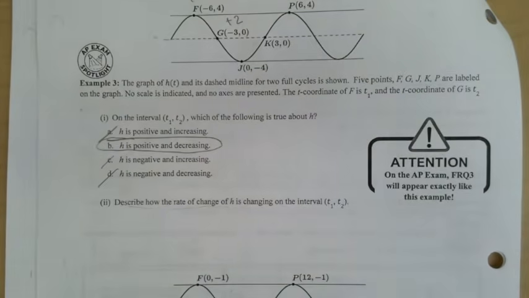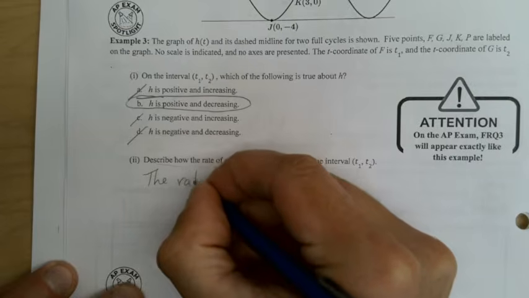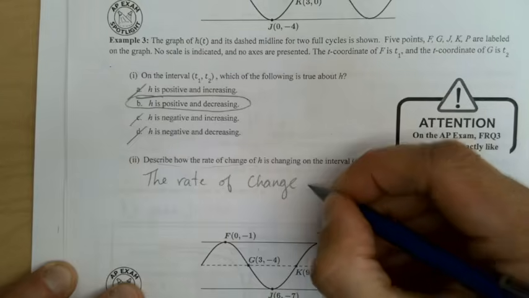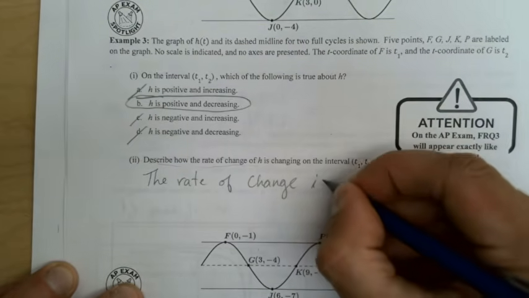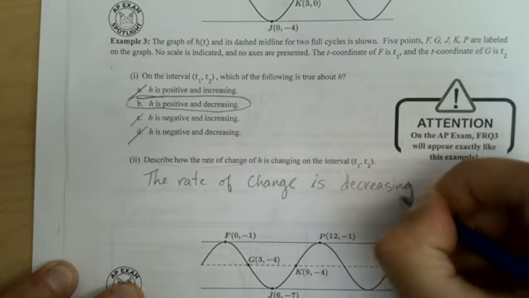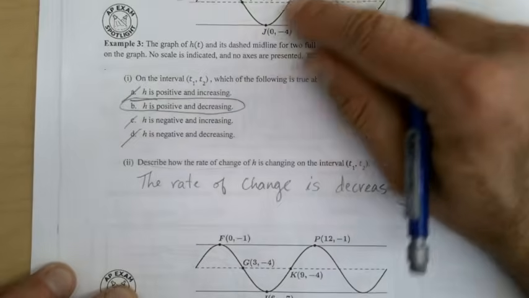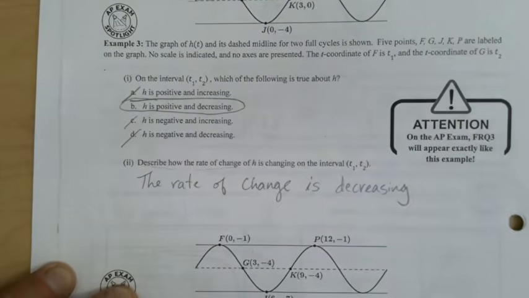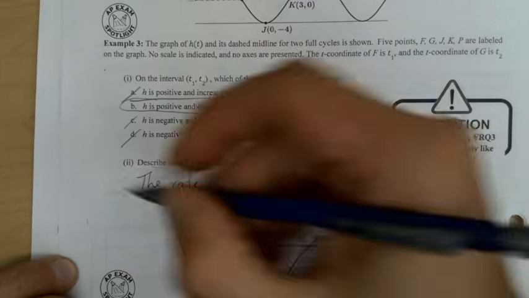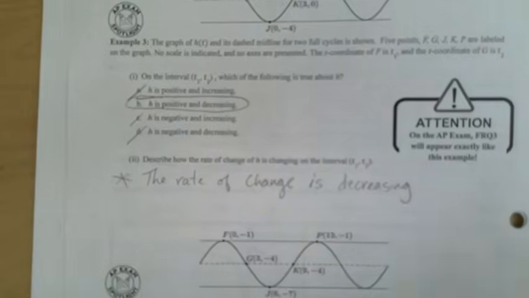Now this is where that language really starts to matter. We want to say the rate of change is decreasing. It's becoming more negative. Now that wouldn't be true for all of the intervals. So make sure on these next examples, which you're going to do on your own, that you are carefully checking the interval given.